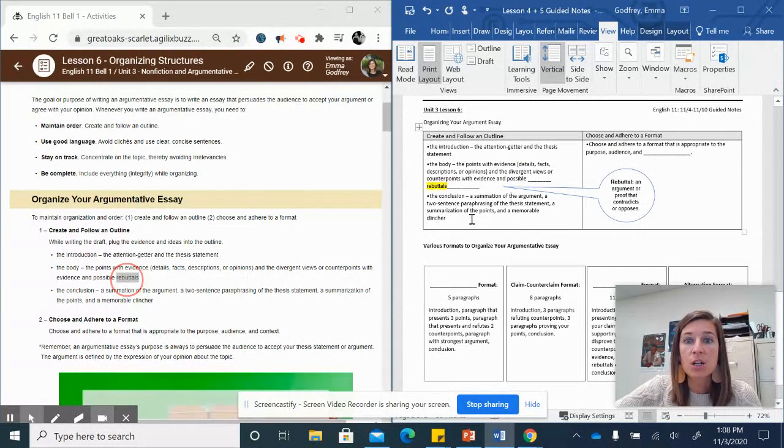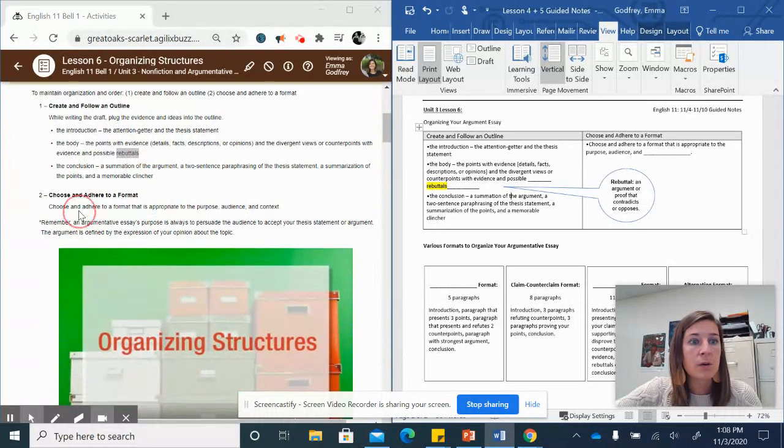Okay, then we have our conclusion. It's a summation of the argument, so summarizing your argument, a 2-sentence paraphrasing of the thesis statement, the summarization of the points, and a memorable clincher. So we want to end with something strong that sort of clinches our side and why people should agree with us. Over here, choose and adhere to a format.